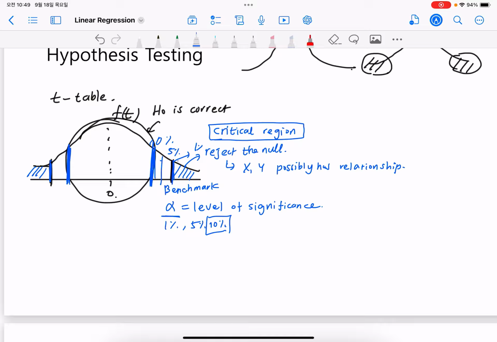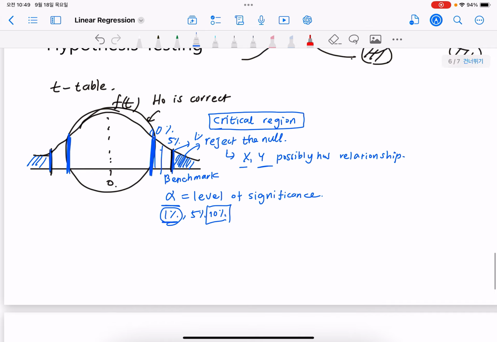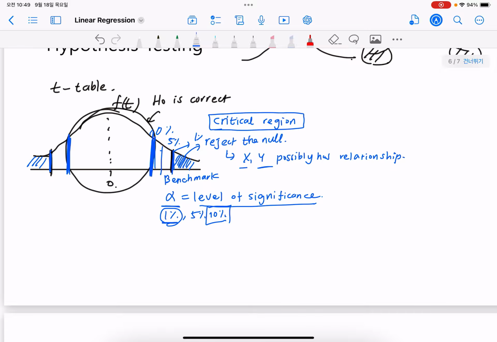So if you say that you're rejecting the null at the significance level of 1%, it's highly likely that there is a really strong significant relation between x and y. But if it's 10% region where you can only reject the null, then there is some weak significant relationship between x and y. So the more alpha is closer to 0, we can more safely say there is a statistical significance, right?